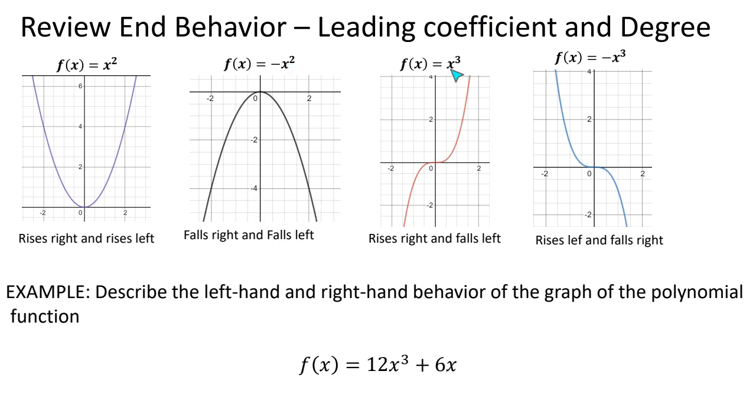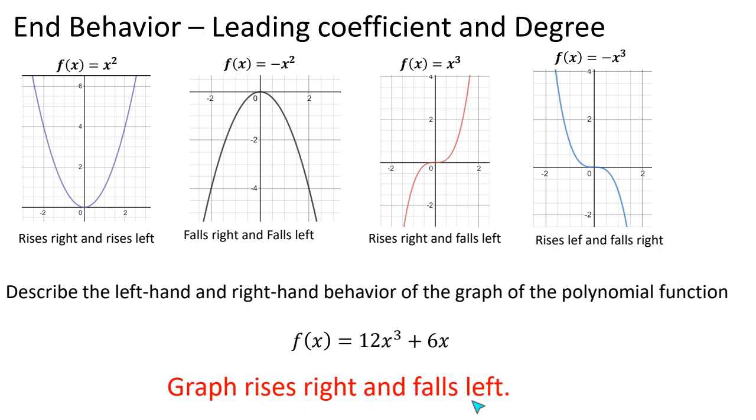If it's a positive leading coefficient with an odd degree, then it's going to rise to the right, fall to the left. And if it's a negative leading coefficient with an odd degree, it's going to rise to the left, fall to the right. So if we look at this example, my degree is odd. So that means that it's either going to be this option or this option. I have a positive leading coefficient. So the behavior for that is going to be that the graph rises right and falls left.